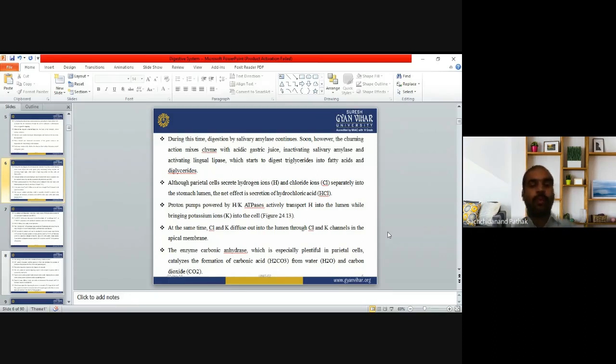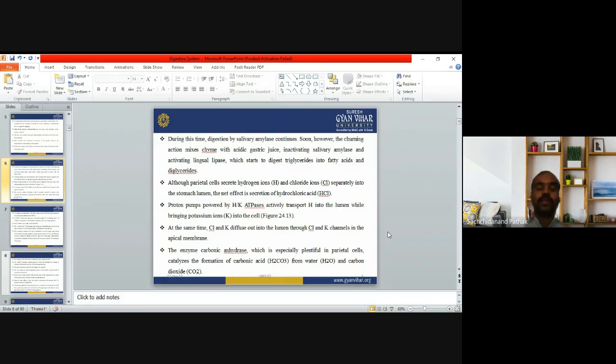A proton pump powered by the hydrogen potassium ATPase actively transports hydrogen into the lumen while bringing potassium into the cell. At the same time, chloride and potassium diffuse out into the lumen through the chloride and potassium channels in the apical membrane. I will show you images through which I will explain all these things.